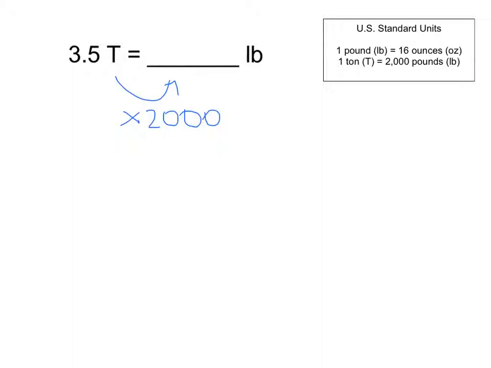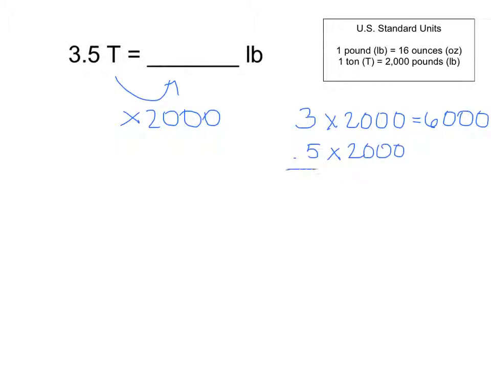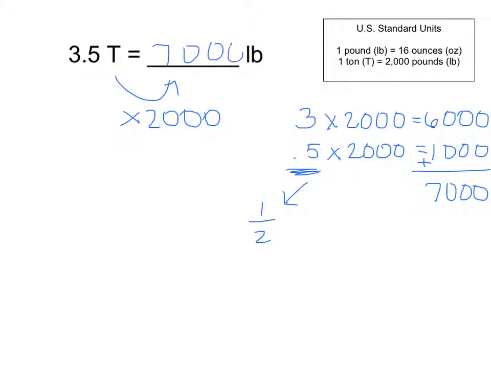Now there's more than one way I can do this, but I'm going to separate out the 3 and do 3 times 2,000, which gives me 6,000. And I can also do the 0.5 times 2,000, which I could also remember that 0.5 is the same thing as 1/2. So I'm really doing a half a group of 2,000, and a half a group of 2,000 is 1,000. So if I put those two numbers together, I add them up, I have 7,000 pounds in total.